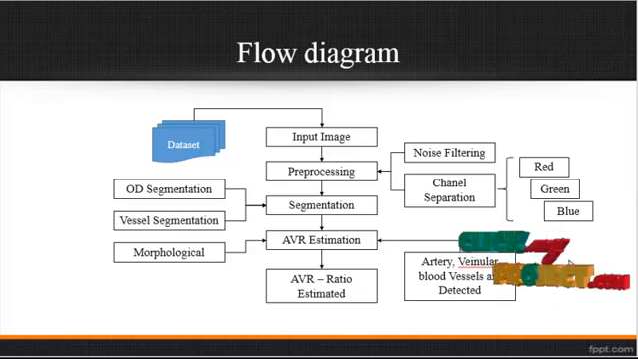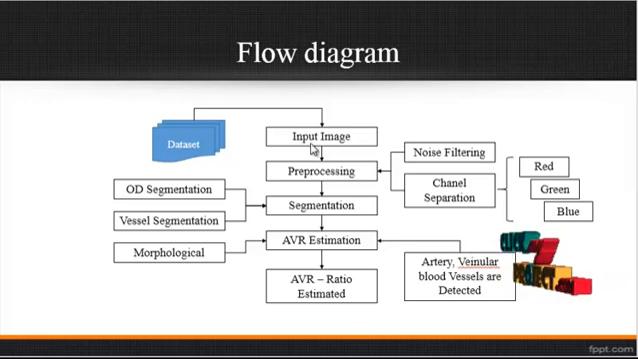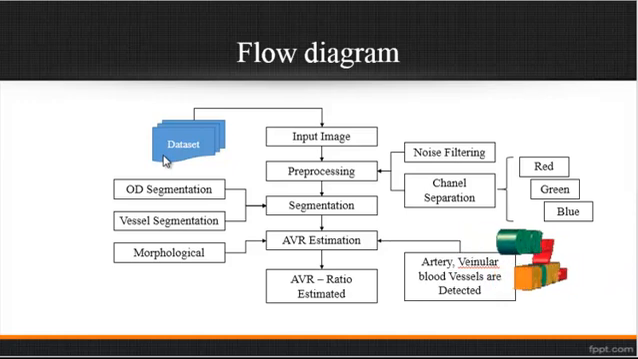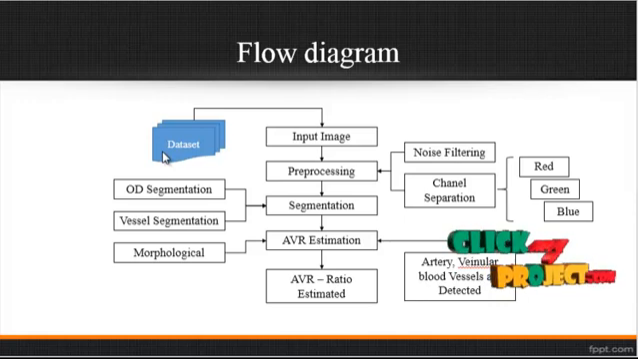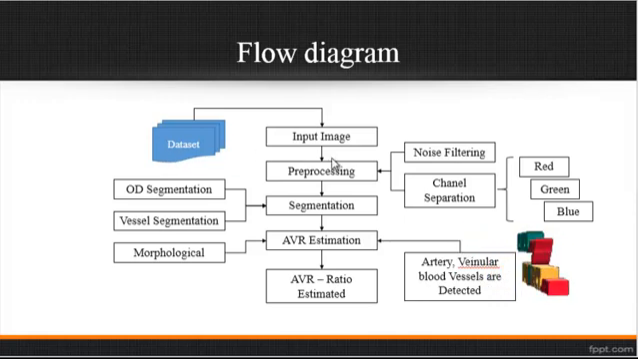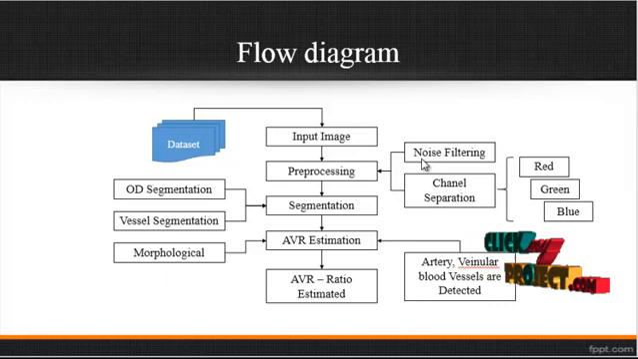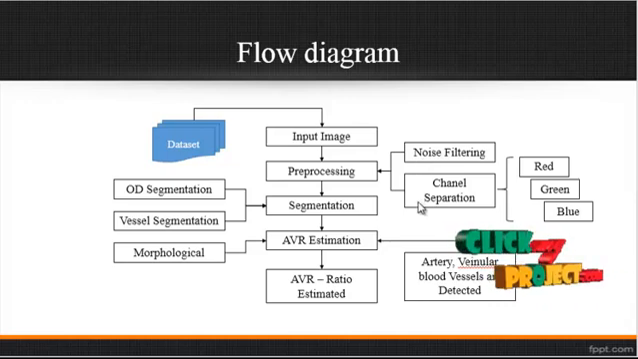This is the overall flow structure for the process. At first, the input image is taken from the dataset. The dataset is the folder which consists of several input images, sample images. After getting any one image from the dataset, the image undergoes pre-processing. In the pre-processing, we have two steps: noise filtering and then channel separation. Noise filtering is to remove the noises present in the image. After that, the channel separation is done.